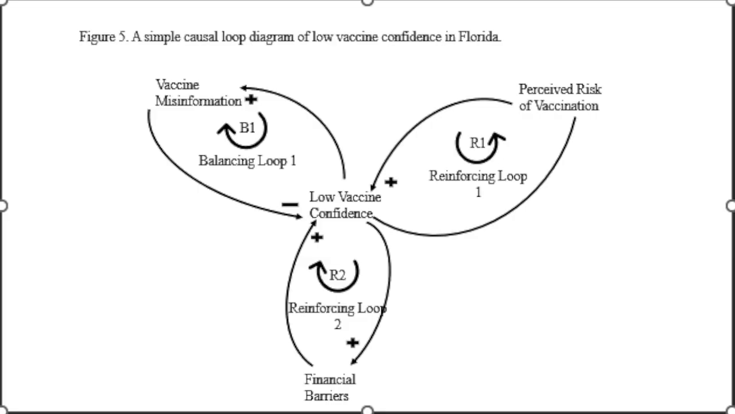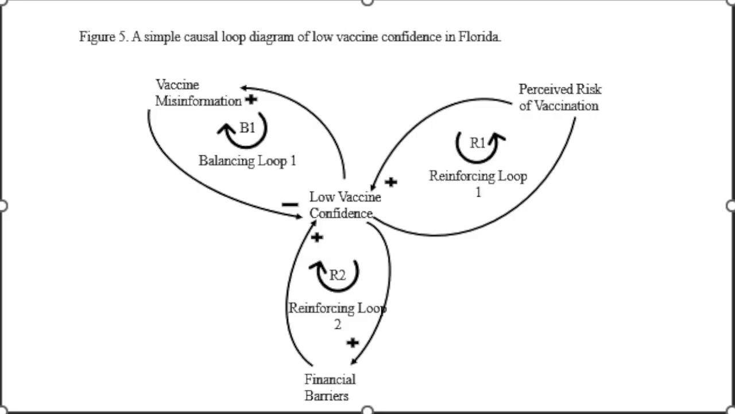So in the case of our balancing loop, as vaccine confidence decreases, misinformation increases. So that's an inverse relation, or a minus relation. But as more misinformation can lead to lower confidence, that's the plus relation. These signs help us track how variables influence each other in this diagram.